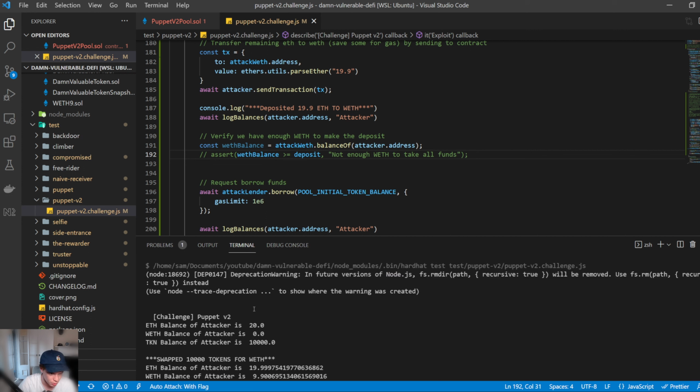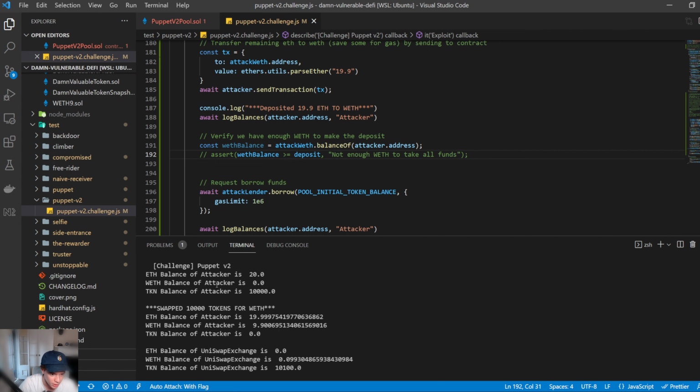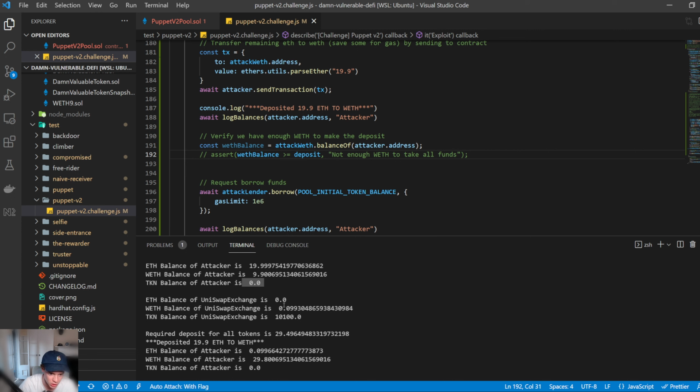So if we walk through kind of the different balances as we go through, the initial one is the attacker has 20 ETH, 0 WETH, and 10,000 DVT. We then swap the 10,000 tokens for WETH, and we can see that the ETH balance of the attacker then jumps to, we lose a little bit in gas fees, but we have almost 10 WETH. And no tokens. And we can see the Uniswap exchange has 0.09 WETH in relation to 10,100 DVT tokens.